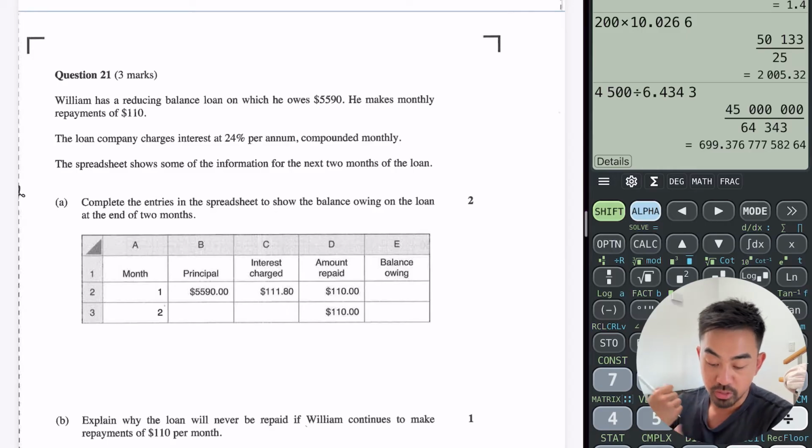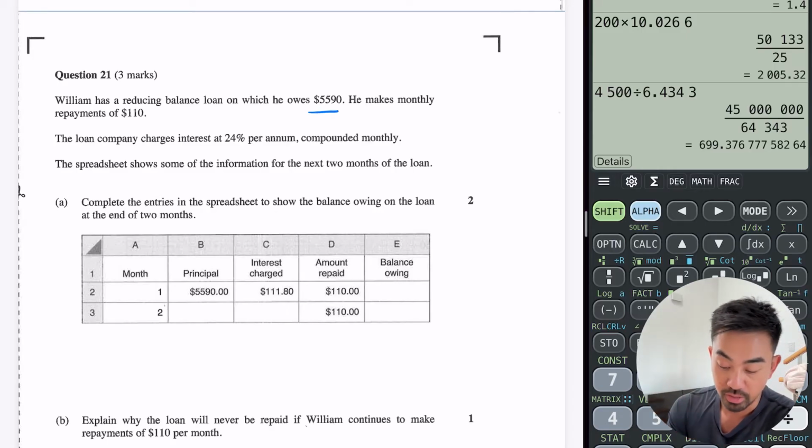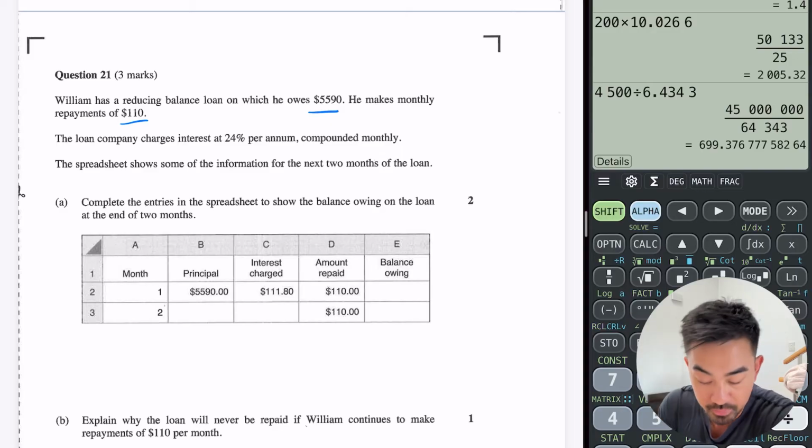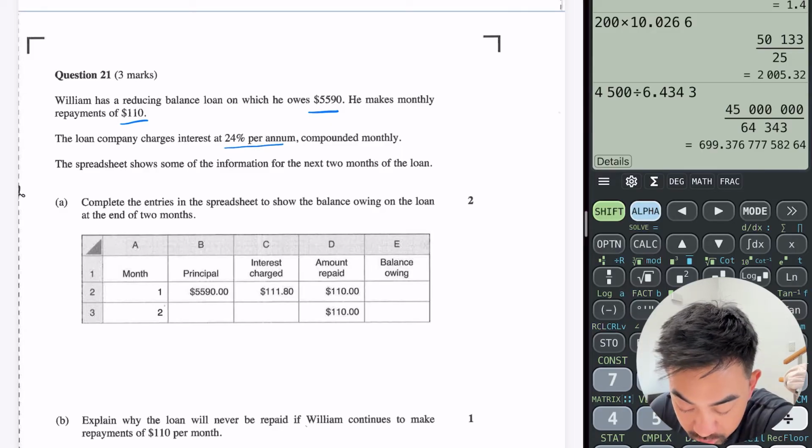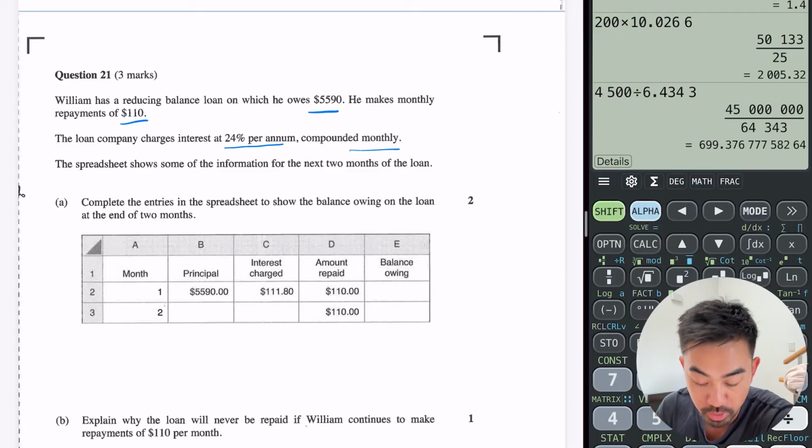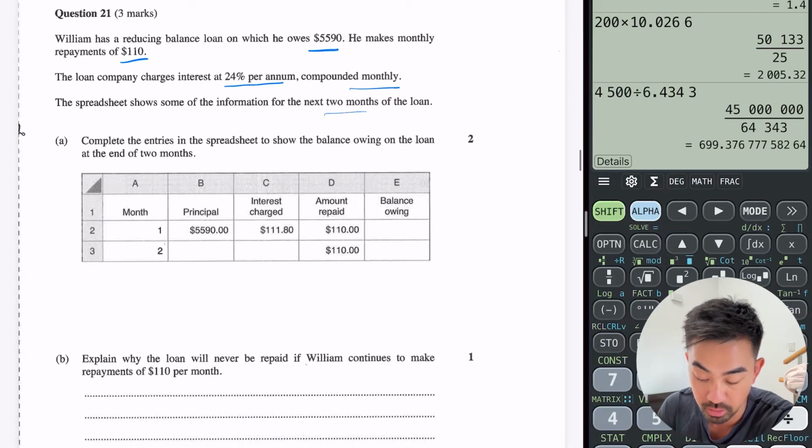All right, 21. William has a reducing balance loan, which he owes $5,590. He makes monthly repayments of $110. The loan company charges 24% per annum compounded monthly. The spreadsheet shows some of the information for the next 2 months of the loan. Complete the entries on the spreadsheet.